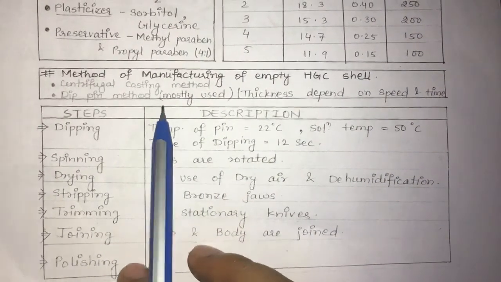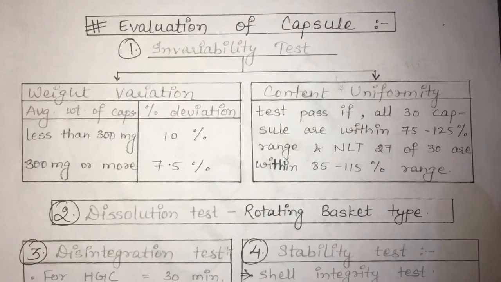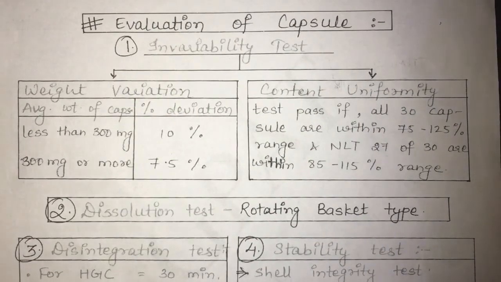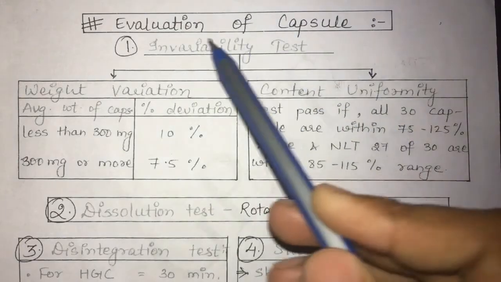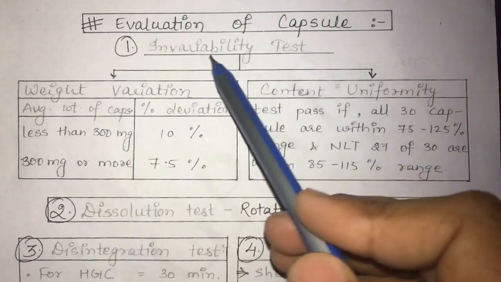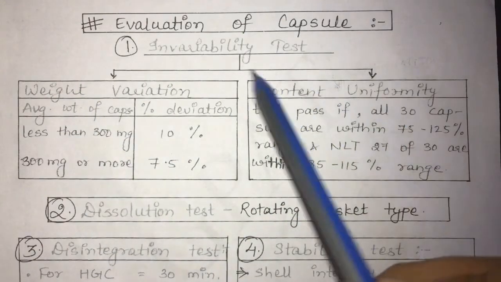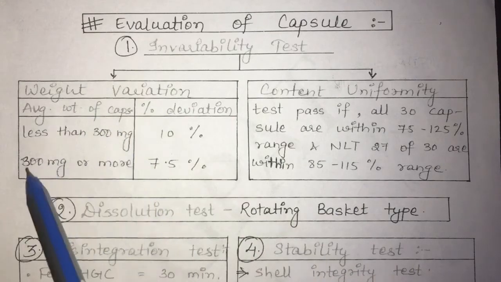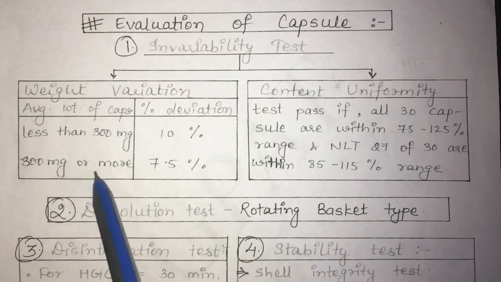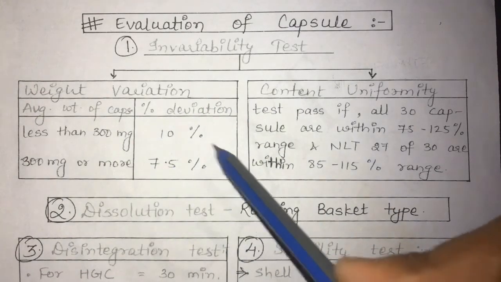So now let's talk about evaluation of the capsule. In this there are 4 steps. The first is the variability test. The variability test includes weight variation and content uniformity. Weight variation: average weight of capsule less than 300 milligrams and 300 mg or more. Percent deviation is 10% and 7.5%.